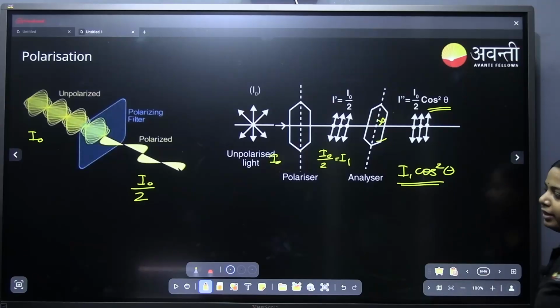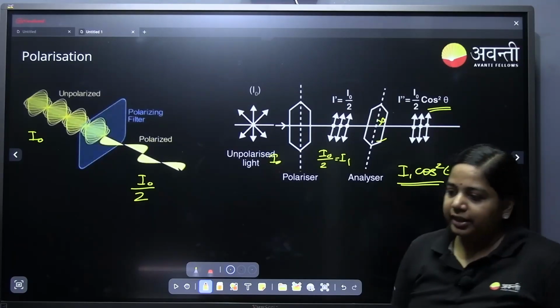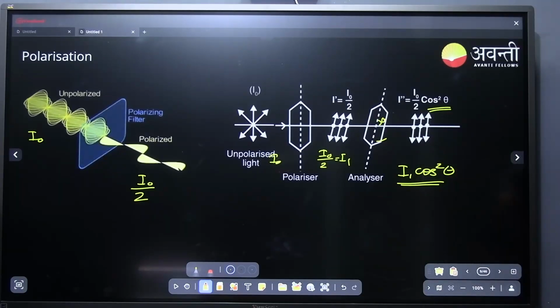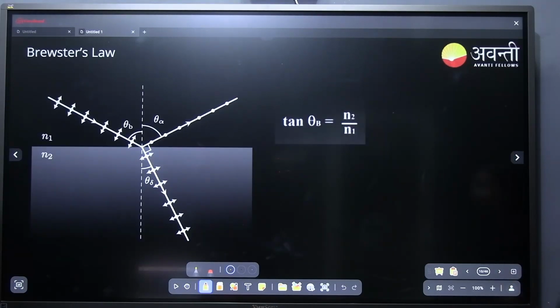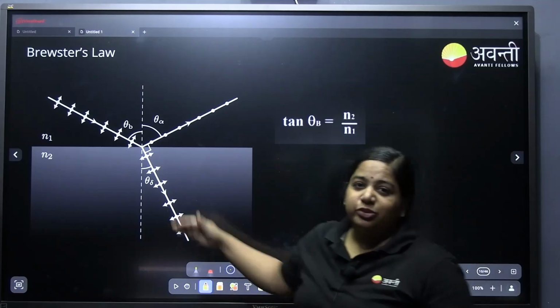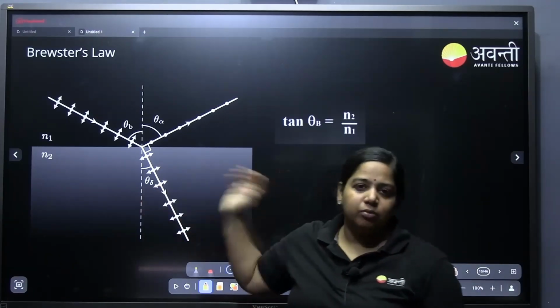Okay, this you should remember. Is there any doubt in this? Okay. Moving on, next is Brewster's law. Based on this, I think we had a question in our mock test.